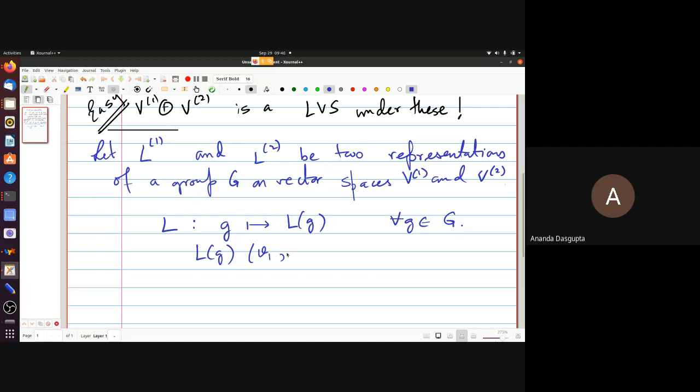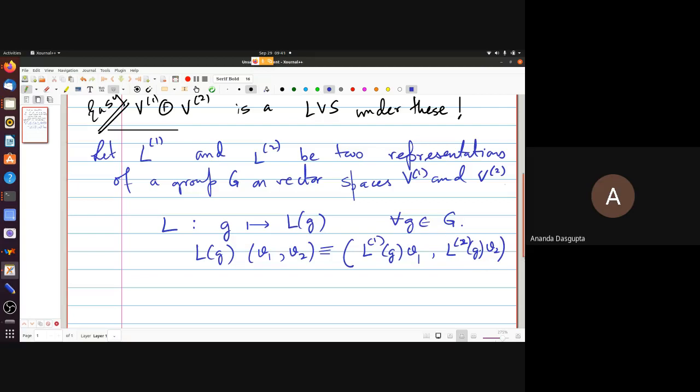A typical element of V1 plus V2, as we said, is this. So I will tell you what LG does to V1, comma V2. The most obvious way to define this is, since I already have an L1G which acts on elements of capital V1, I will define an L2G which acts on elements of capital V2. So we'll just define LG acting on V1, V2 this way. I will let L1G do its own thing, L2G do its own thing, and they just act in parallel, one on V1, the other on V2.